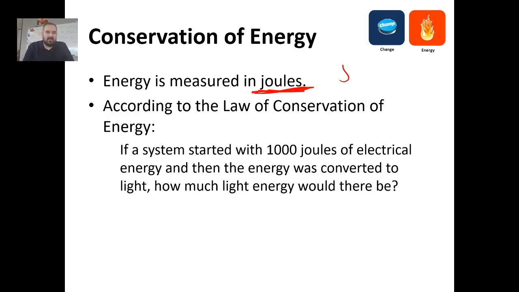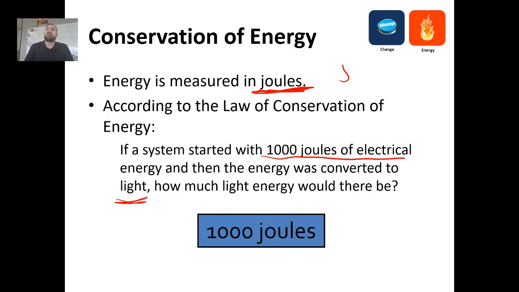Now take a look at the quick question that we have underneath. If a system started with 1,000 joules of electrical energy and the energy was converted to light, how much light energy would there be? So if 1,000 joules of electrical energy is converted to light, how much light energy should there be, theoretically? It's going to be 1,000 joules.